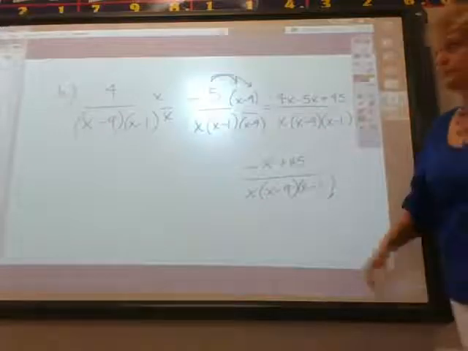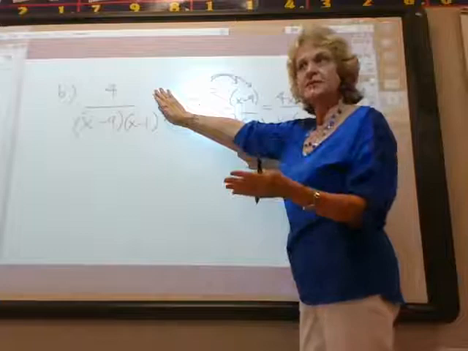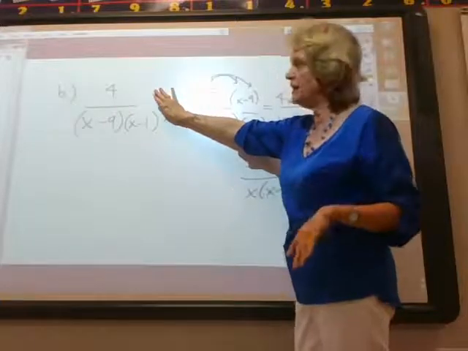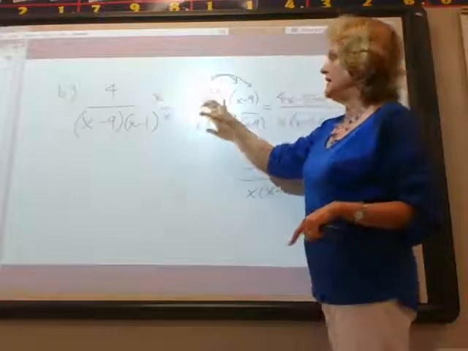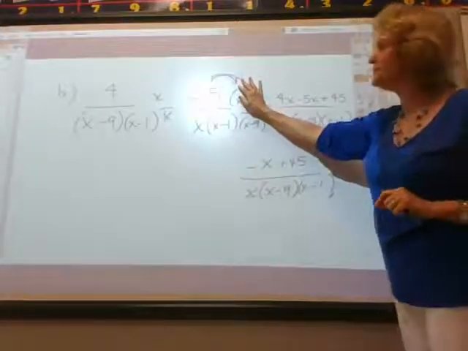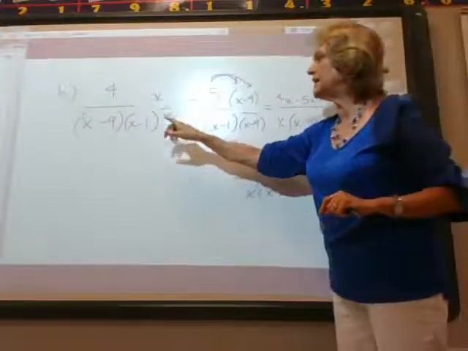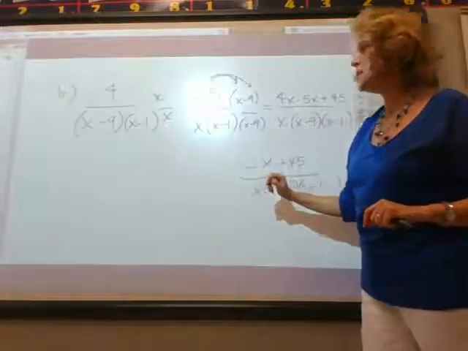B. I factored the denominator. So like I looked at the problem, and then instead of writing the whole thing, I saw that I could factor my first denominator. Then I wrote the second one, and I factored that denominator accordingly. So my LCM needed the x. It needed x minus 9 and x minus 1.